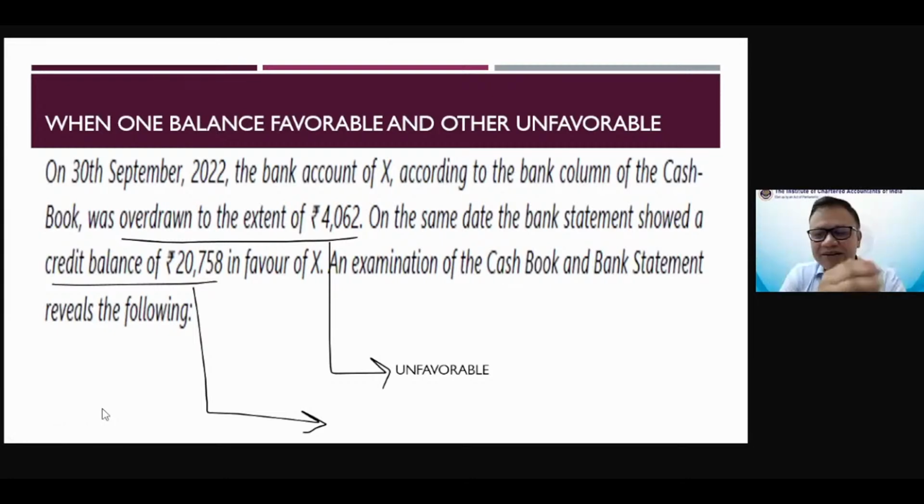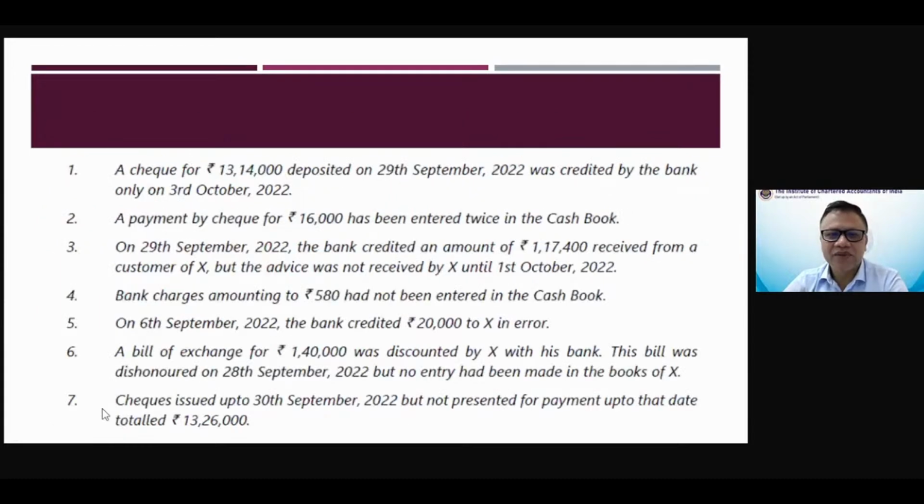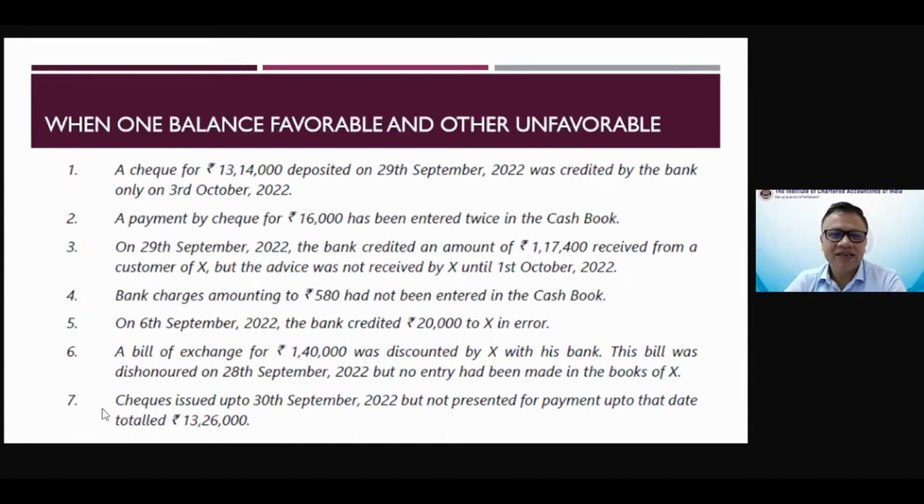So what we are finding here is that one of them is showing an overdrawn, unfavorable balance, and another is showing a favorable balance. So how are we solving it, how are we going to do a reconciliation and find an answer to this? So one is unfavorable and another is favorable. Here we have some statements. The green one I'm marking is all the check transactions, and the blue one is for the errors.